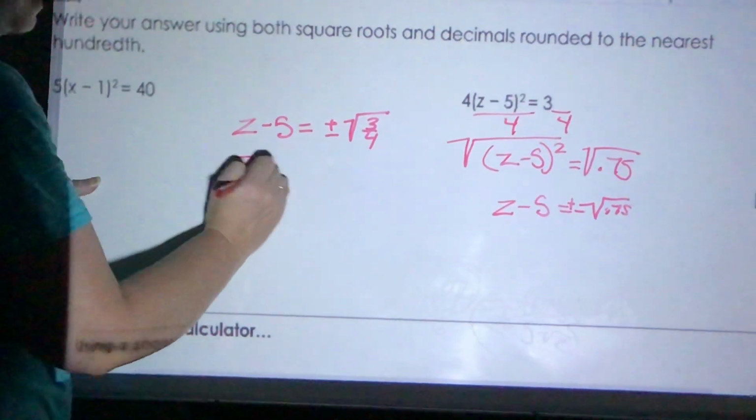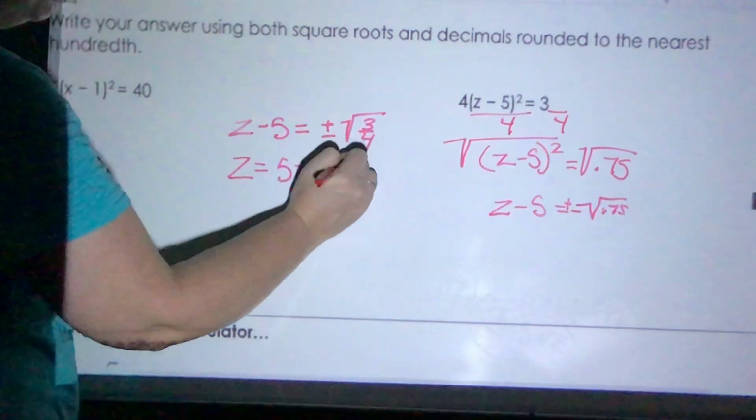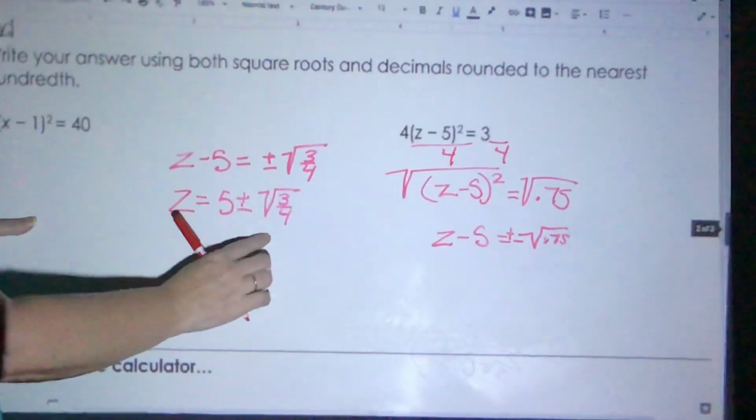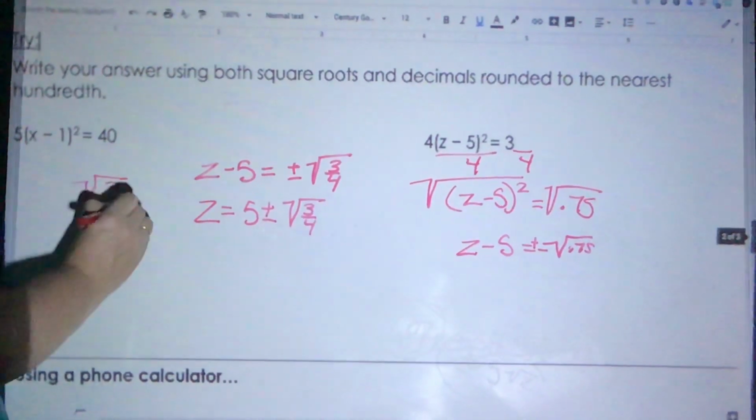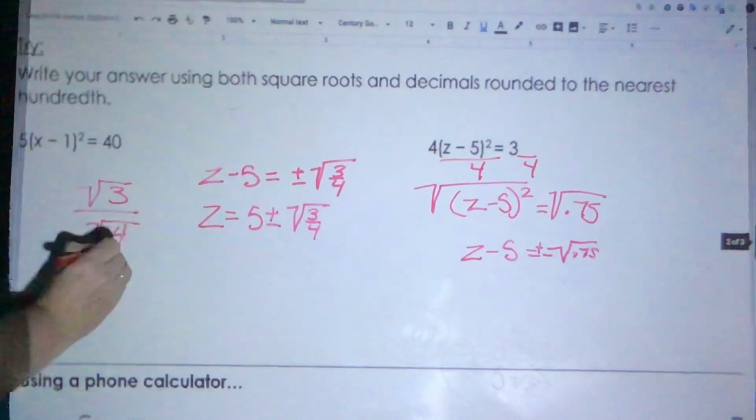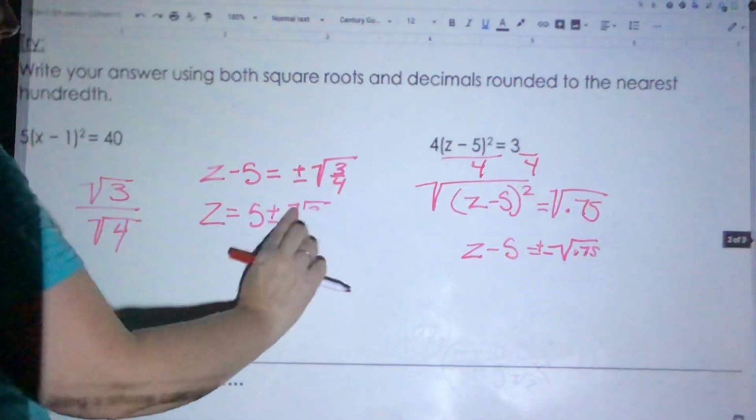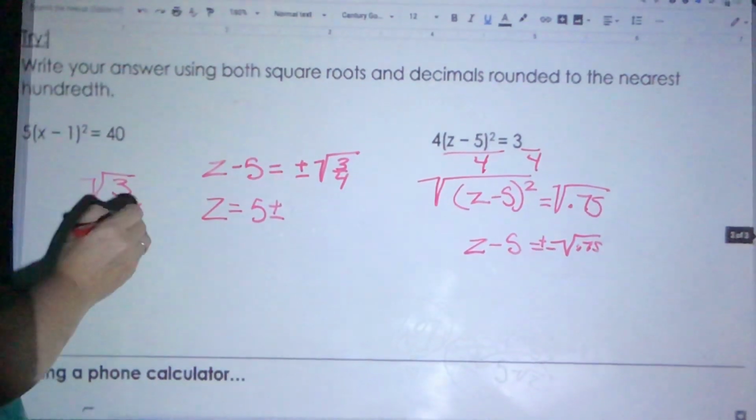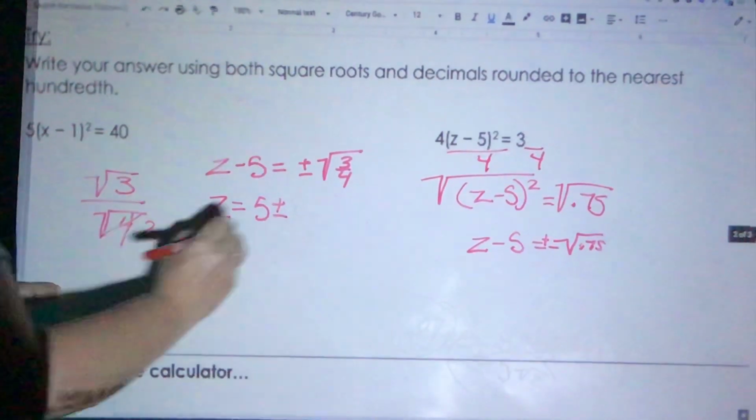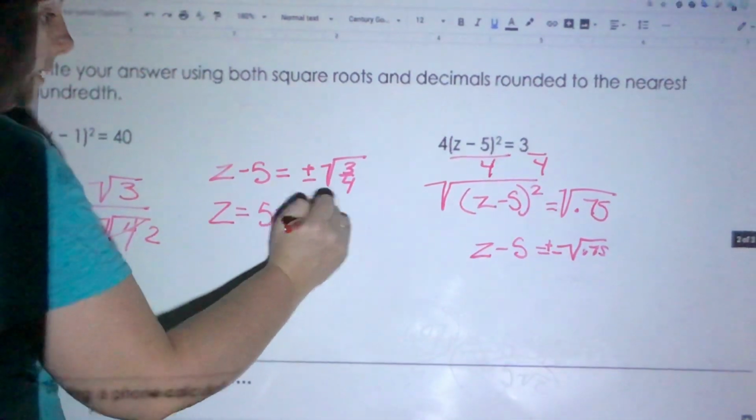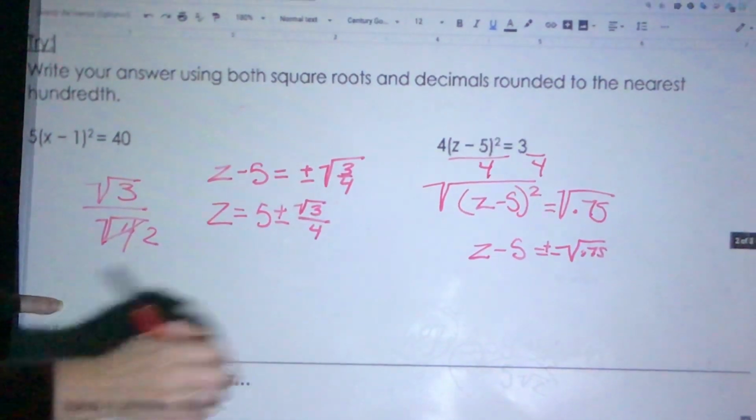I'm going to bring the 5 over, so I get z equals 5 plus or minus the square root of 3/4. Square root of 3/4 can still be simplified. If you remember, I can give both parts of the fraction their own radical. Square root of 4 becomes 2. And I can't simplify square root of 3, but I can leave it because you can't take anything out of the 3. So this is my final simplified radical form.